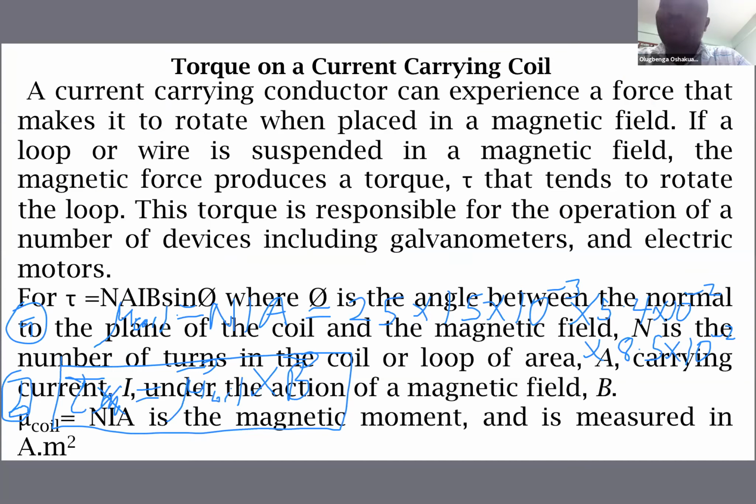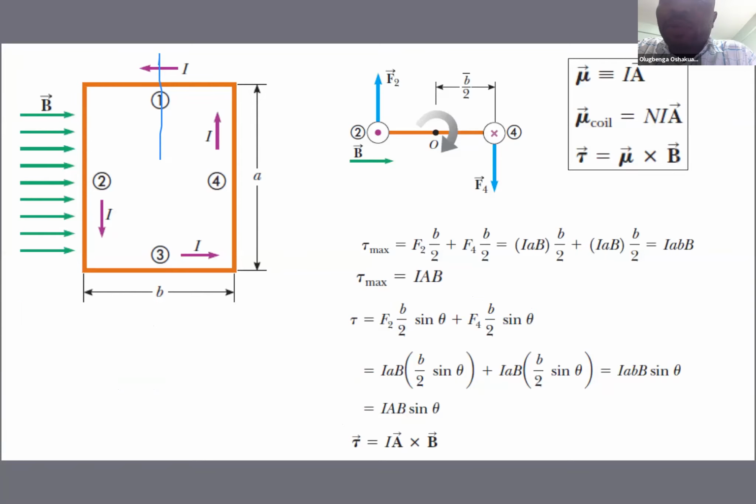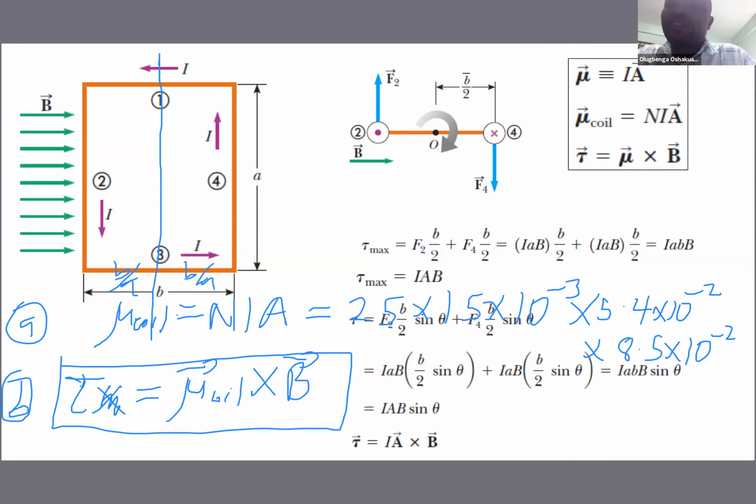Why is it b over a? This is the axis, this is b, and this is b over 2. The width of the coil is b. That is why from the edge of the coil to the center of the coil will be b over 2. Sorry, it's b over 2, not b over a. So I think I've answered that question.